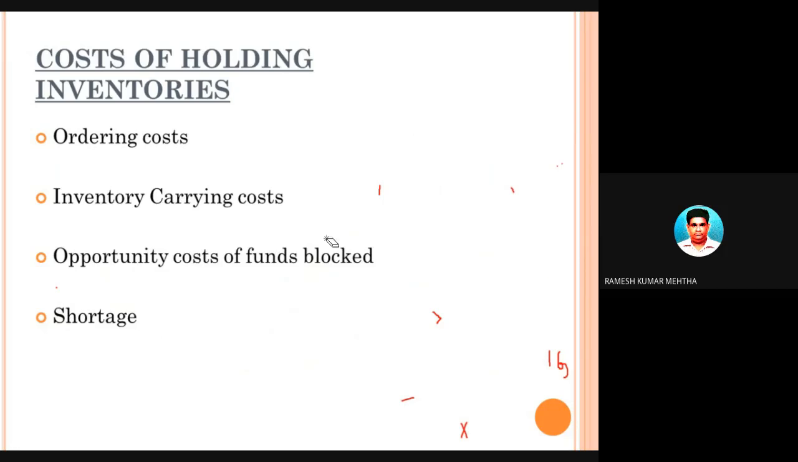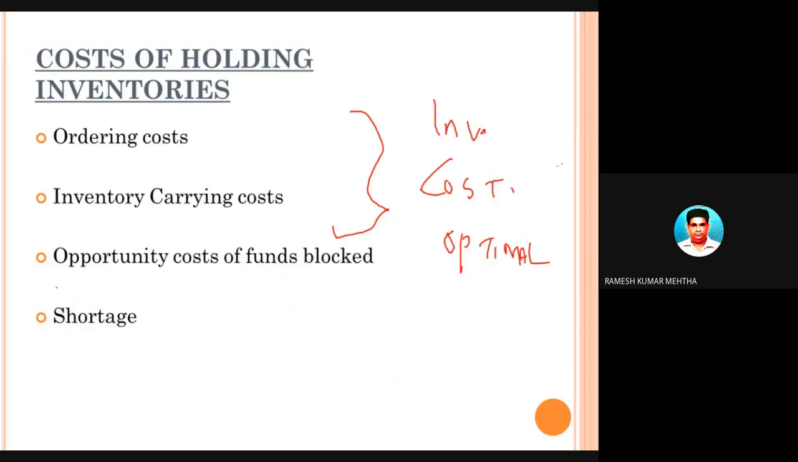So yesterday I told you various items which are linked to carrying your inventory in your godown, from placing the order till the time it goes into production. So all these costs have to be minimal, have to be optimal. The point I am making is the cost should be optimal. The cost of inventory carrying, the cost of inventory, should be optimal.